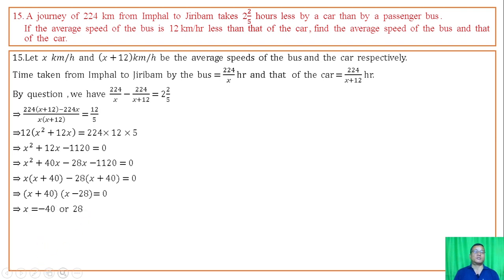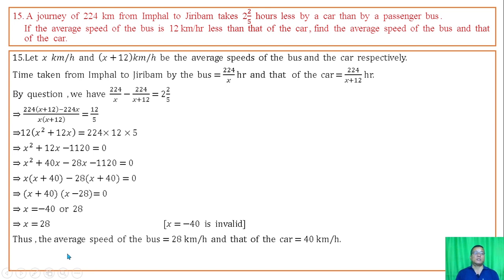X equal to minus 40 or 28. X equal to 28 is possible since x equal to minus 40 is invalid. Thus, the average speed of the bus is 28 km per hour and that of the car is x plus 12. That is 28 plus 12 is 40 km per hour.